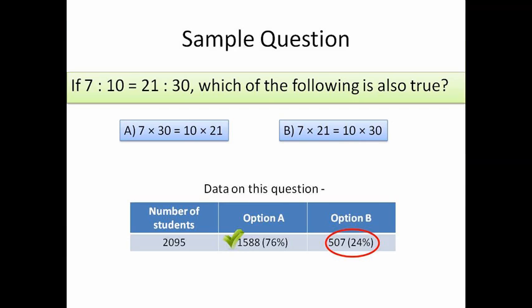Out of a total number of students, which is 2095, 76% are choosing option A, while 24% chose option B. So since 24% of students answered it incorrectly, it seems that there is a prevalent conceptual gap when students answer questions like these in lower grades. However, let's also look at whether this misconception continues in higher grades or not.